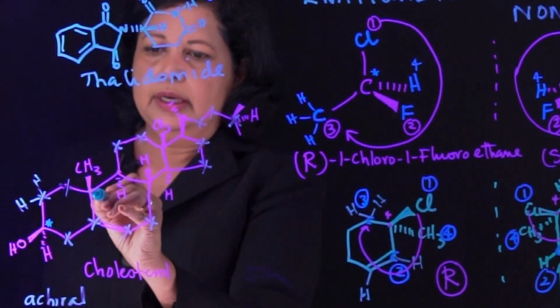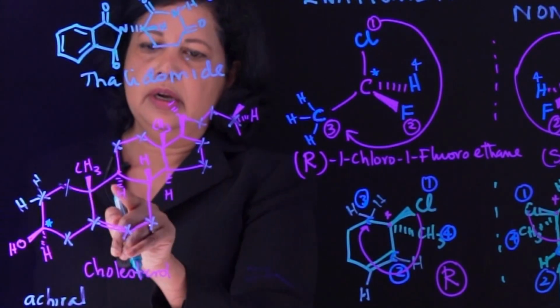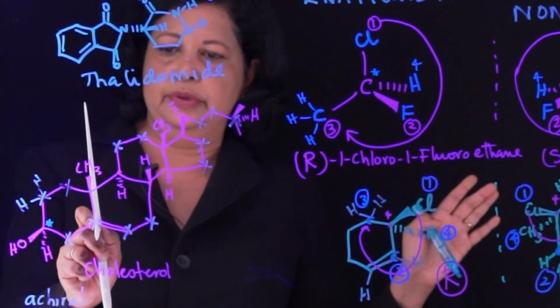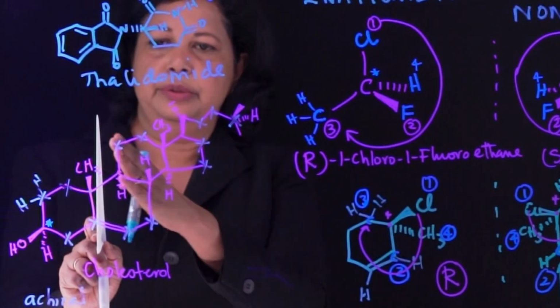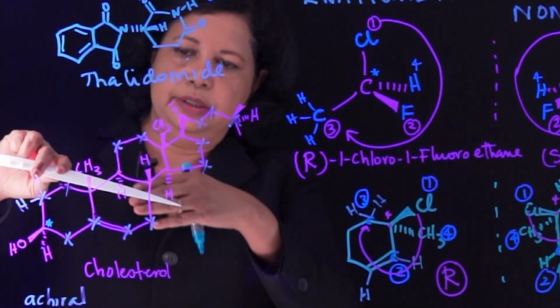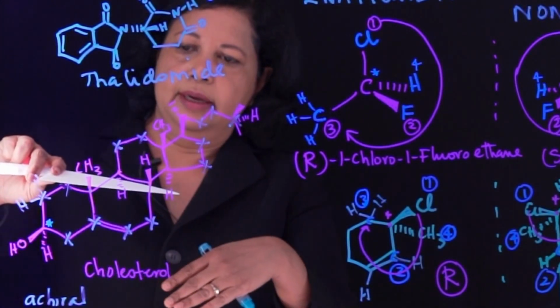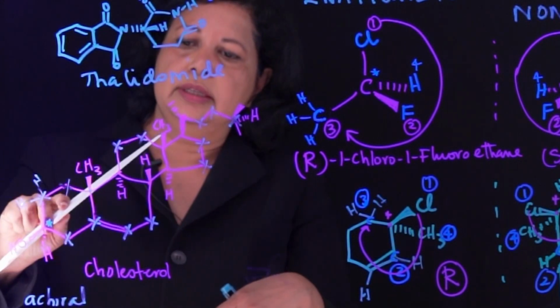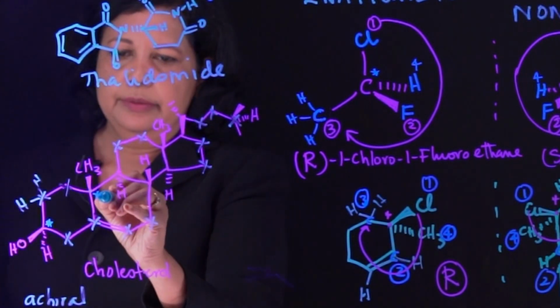Over here, you got a carbon. It's connected to 3 different carbons, but all of them are different. So if I cut it in 2, this is different from this. If I cut it in 2, up is different from down. So there's no plane of symmetry here.